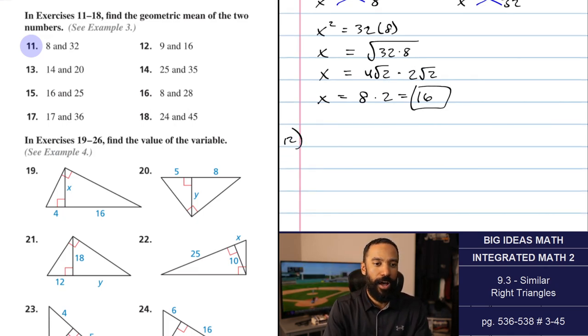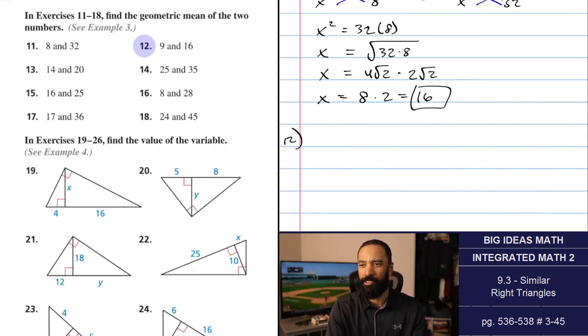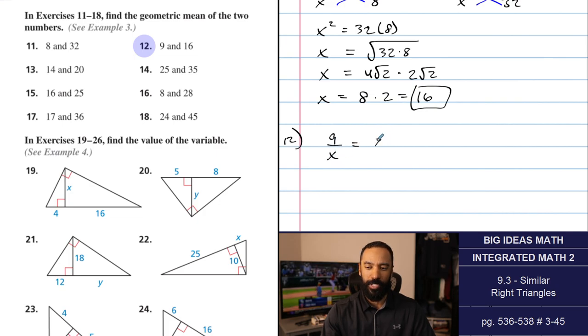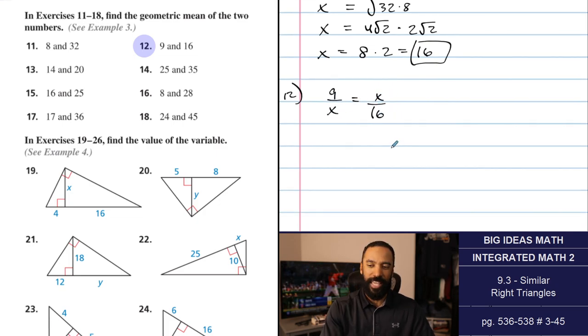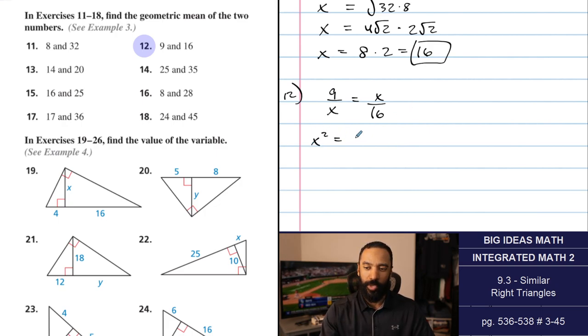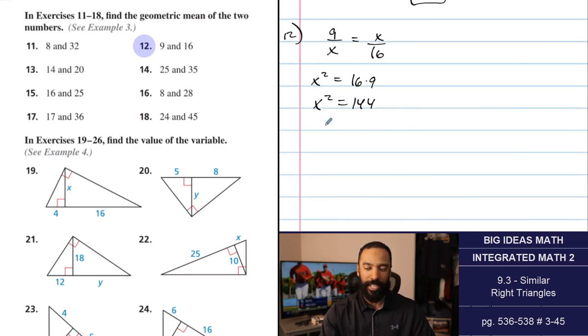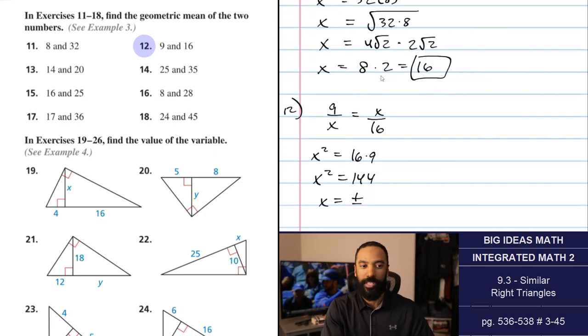All right, number 12, from 9 and 16, once again, there's a geometric mean between these values in such a way that I could write it like 9 over x equals x over 16. That is the proportion version that I could do. If I cross multiply, I get x squared is 16 times 9, which is 144. And when I take the square root of both sides, I get a perfect square.